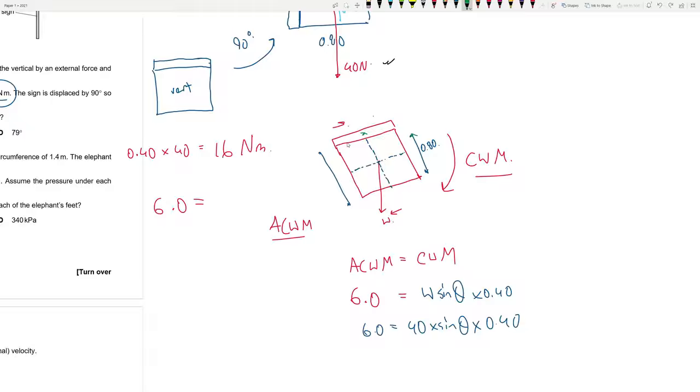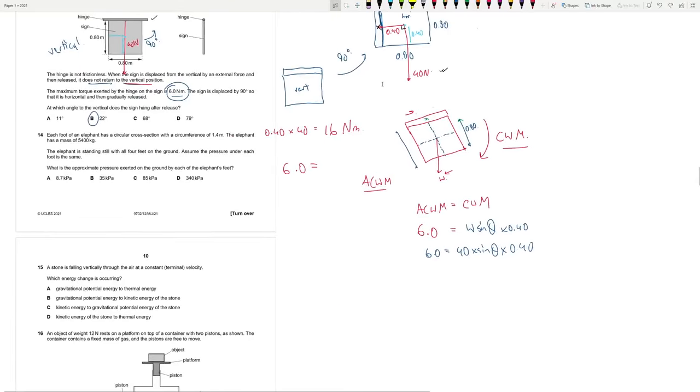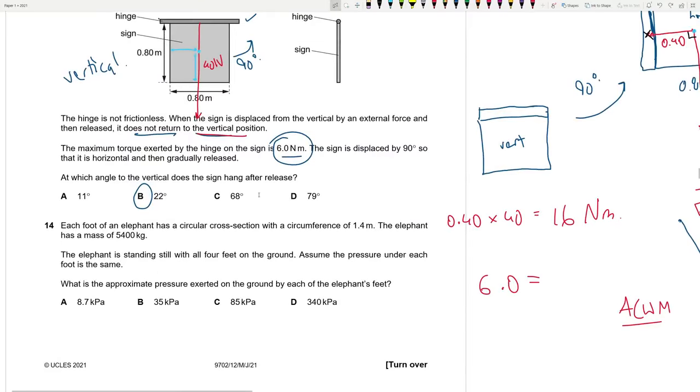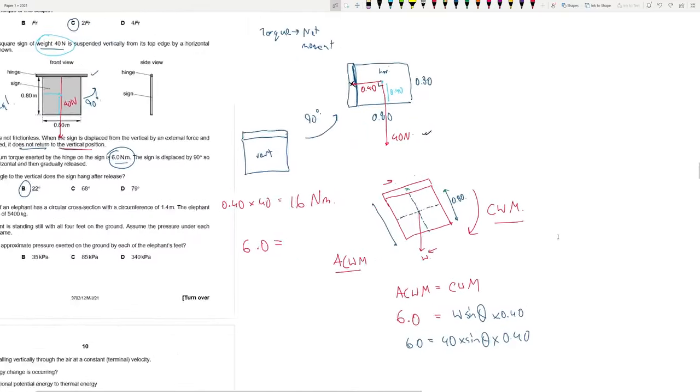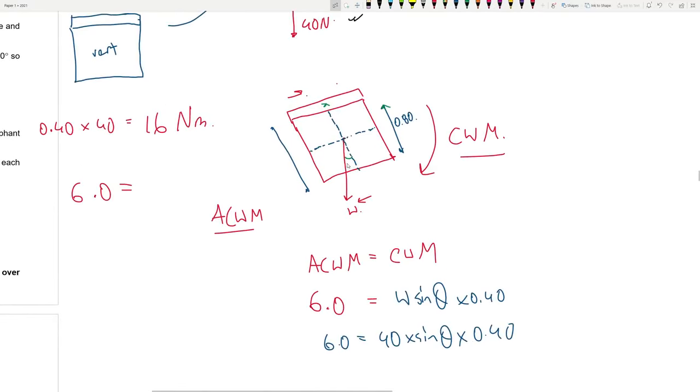Now, you remember guys, moment is only provided by a force that has a component perpendicular to the distance from the pivot. So, think of this angle. Our goal is to find out the angle to the vertical. At which angle to the vertical does the sign hang after release? Because if I draw a straight line through this, look, weight always acts vertically. Remember that. That never changes. This is the vertical, and we're tasked to find out this angle, the angle to the vertical at which the sign actually hangs.